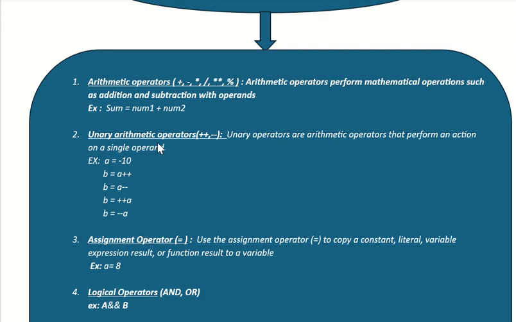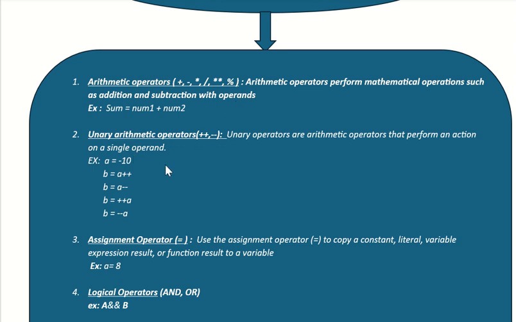What are unary operators? Unary operators, as you can see here, are arithmetic operators: plus plus, minus minus. They are arithmetic operators that perform an action on a single operand. Operands can be single or multiple, as I was discussing. Here the unary operator is an arithmetic operator that performs an action on a single operand.